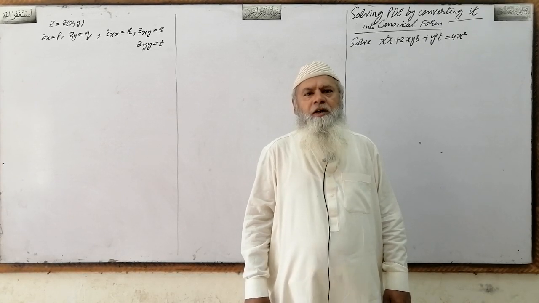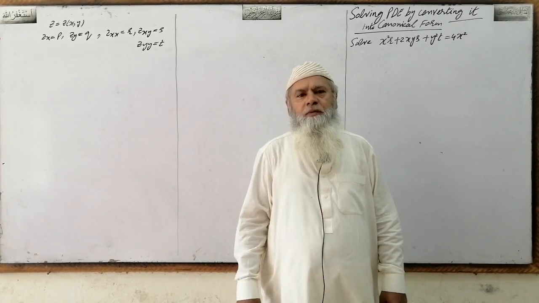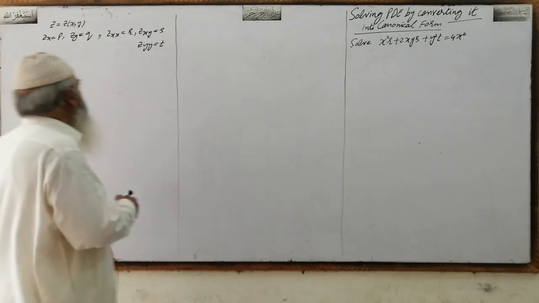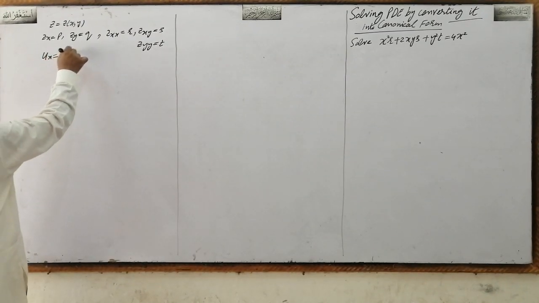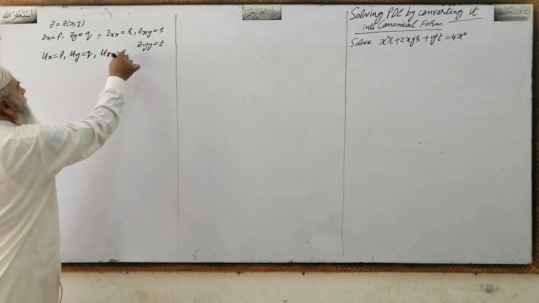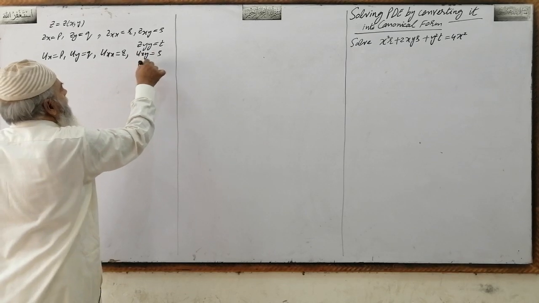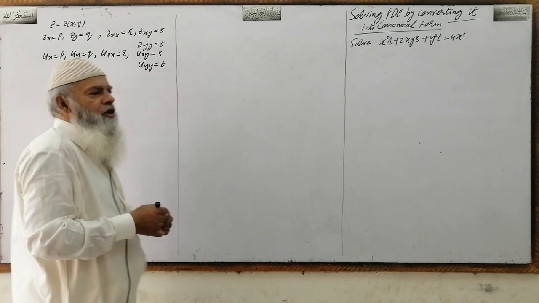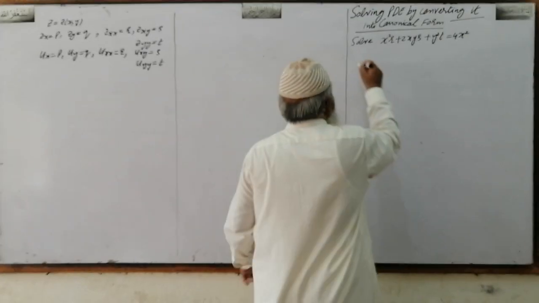If z is the dependent variable, then these notations are used, and if u is the dependent variable, then we will have ux is equal to p, uy is equal to q, u double x is equal to r, uxy is equal to s, and u double y is equal to t. These are the notations.